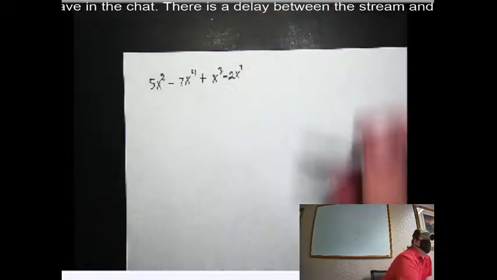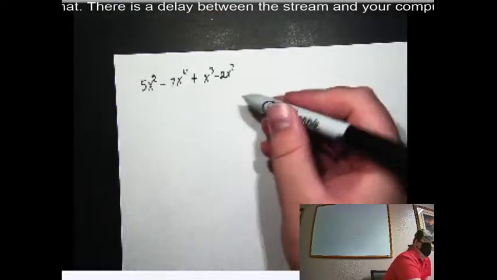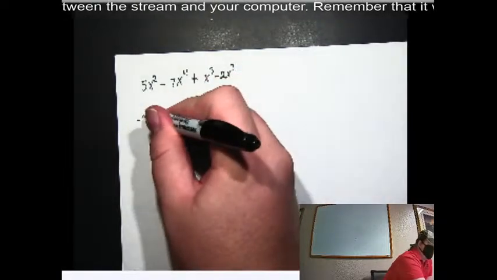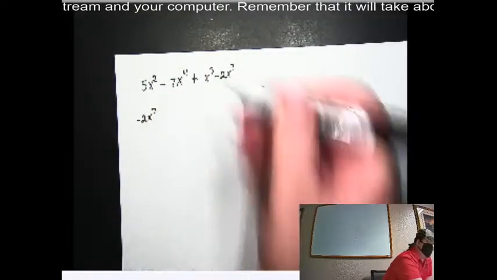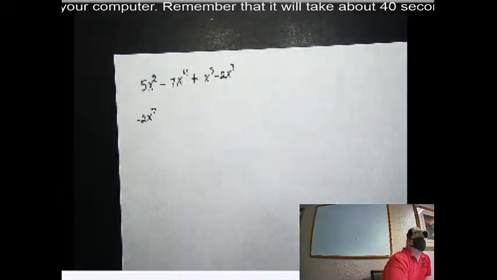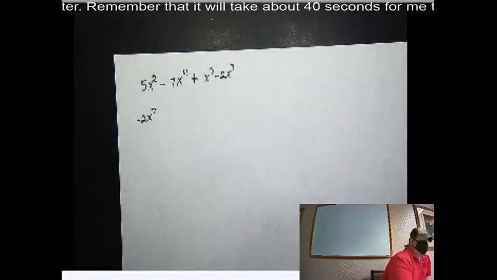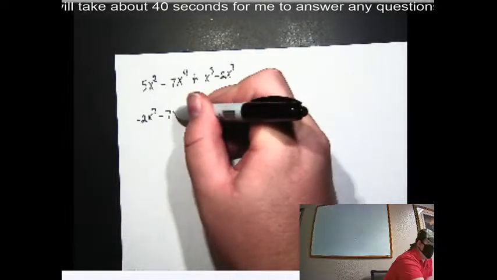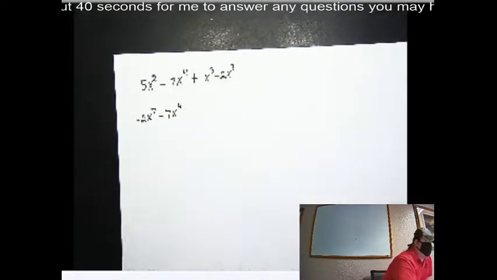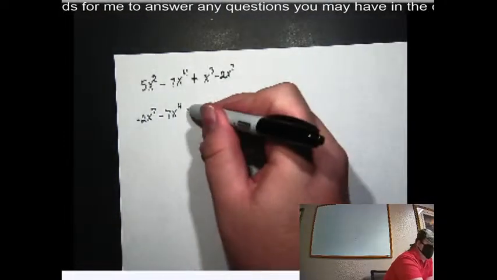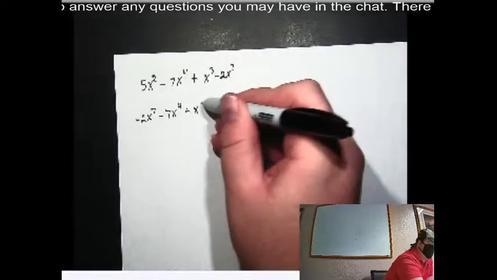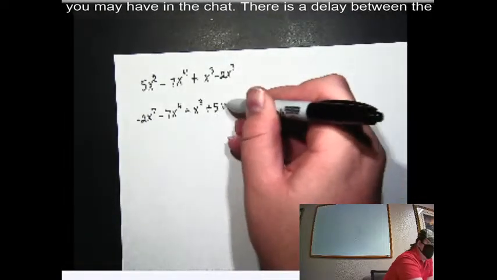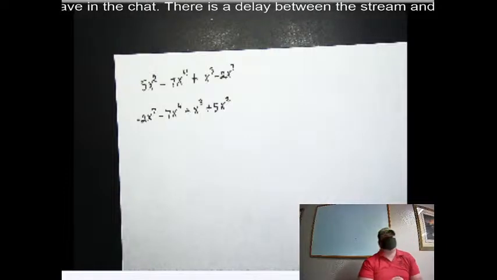So if we were to reorganize this thing, we see that the highest power is 7, so we have negative 2x to the 7th out in front. Next, in descending power from that, is negative 7x to the 4th. Next, we have x to the 3rd and then next we have 5x to the second. Again, descending power.